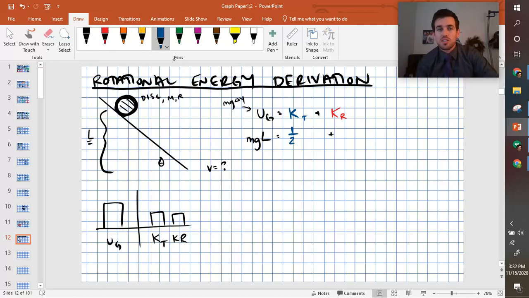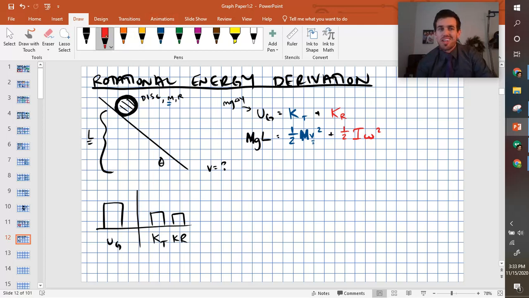For translational kinetic energy, it's 1/2 mv squared. And the m is given to me, so I'm going to turn this into a capital M just so it matches the variables that are given to us in the problem. This is the v that we're going to be trying to solve for eventually. If I'm doing capital M, I need to do this as capital M there as well. All right, and then the rotational kinetic energy is going to be 1/2 I omega squared.